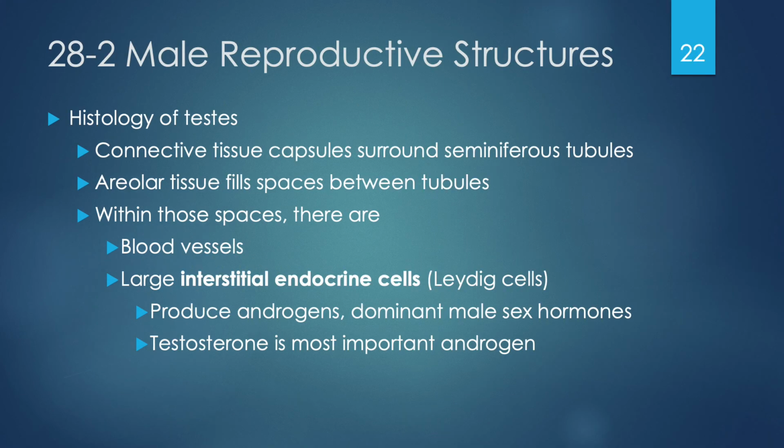Around the seminiferous tubules, there's a connective tissue capsule, and there's areolar tissue that's going to fill the spaces in between those tubules. Within those spaces, there are two things: blood vessels and large interstitial endocrine cells called Leydig cells. The Leydig cells are important for producing androgens, which are the dominant male sex hormones. Testosterone is primarily the number one androgen being produced in the Leydig cells.